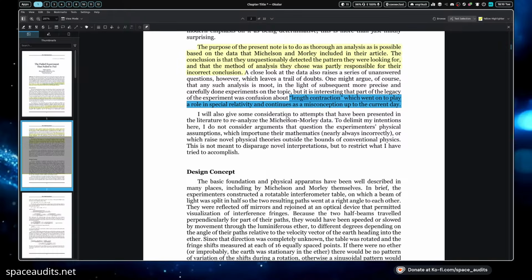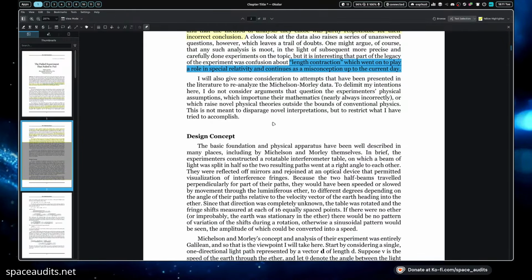I would also give some consideration to the attempts that have been presented in the literature to reanalyze the Michelson-Morley data. To delimit my intentions here, I do not consider arguments that question the experiment's physical assumptions, or which impugn their mathematics, nearly always incorrectly, or which raise novel physical theories outside of the bounds of conventional physics. This does not mean to disparage the novel interpretations, but it is to restrict what I have tried to accomplish.